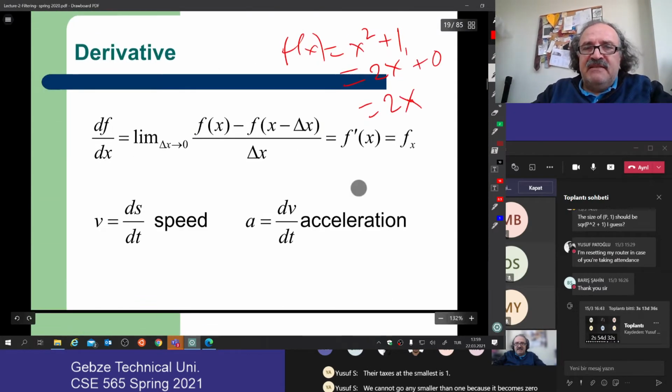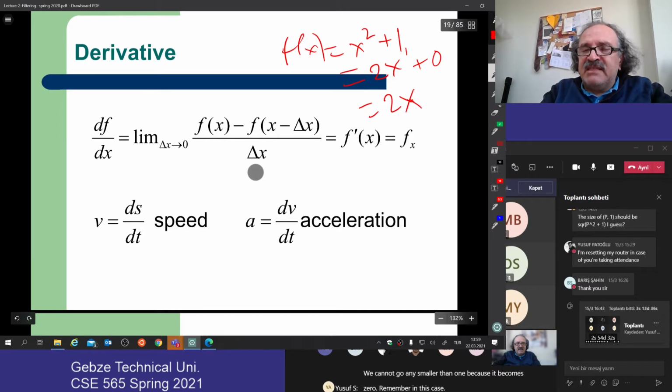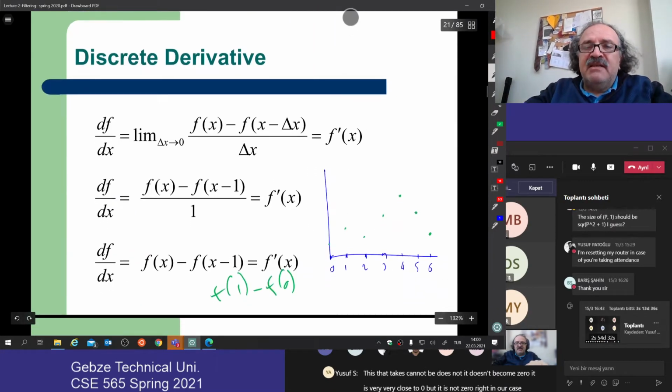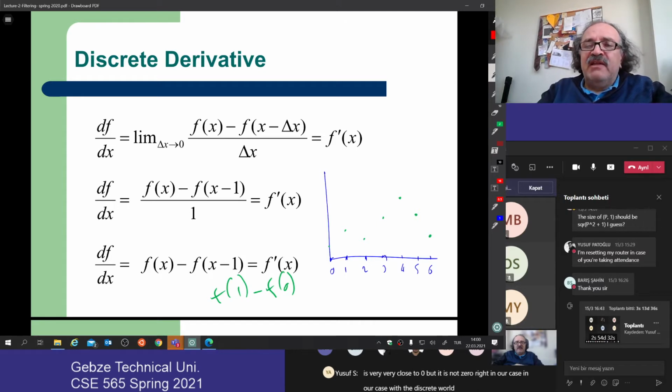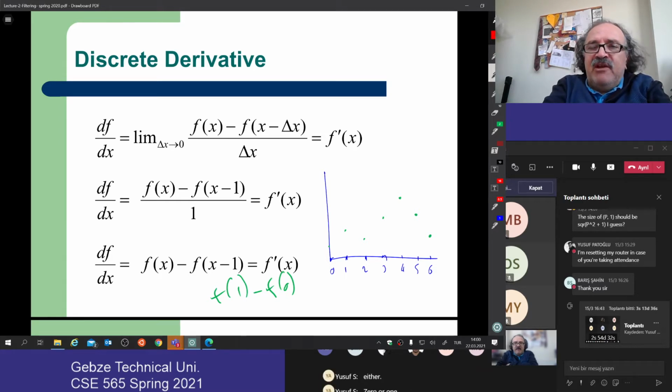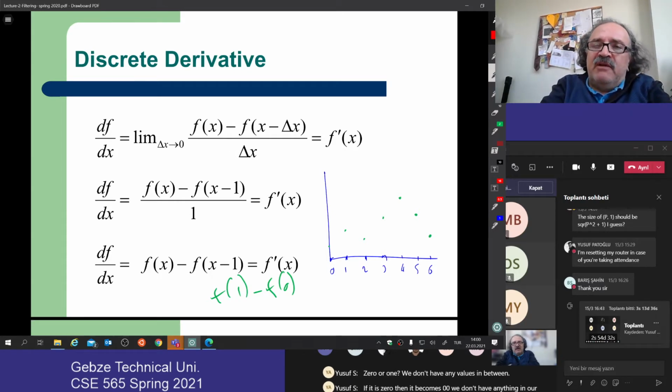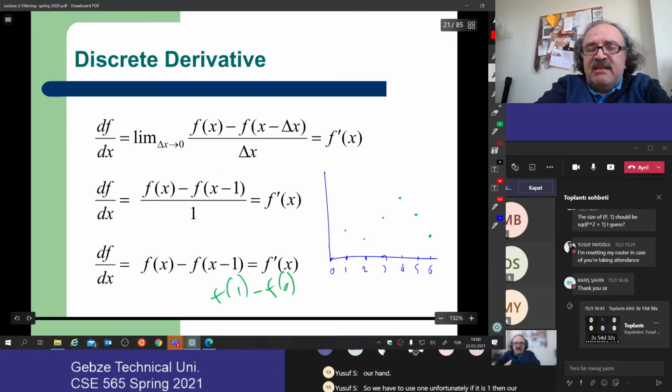Remember, in the continuous case, this delta x doesn't become 0. It is very, very close to 0, but it is not 0. In our case, with the discrete world, this delta x is either 0 or 1. We don't have any values in between. If it is 0, then it becomes 0 over 0. We don't have anything in our hand. So we have to use 1, unfortunately. If it is 1, then our calculation becomes f(x) minus f(x minus 1) over 1. So that would be our derivative.